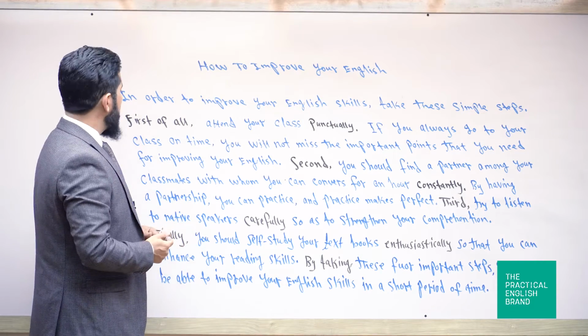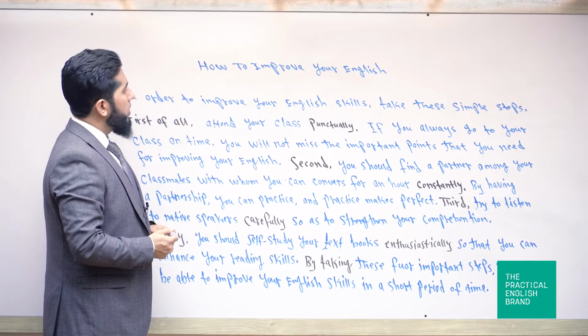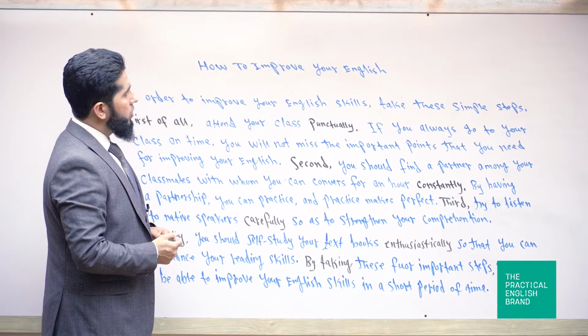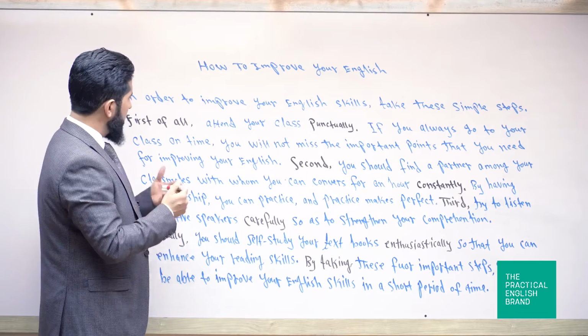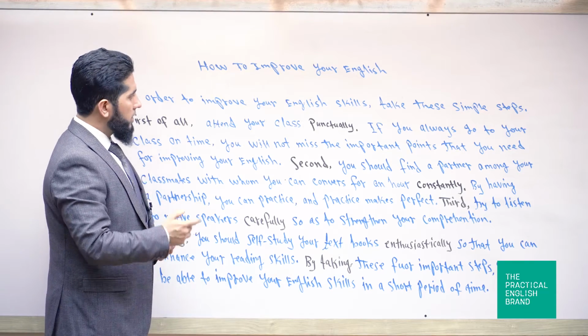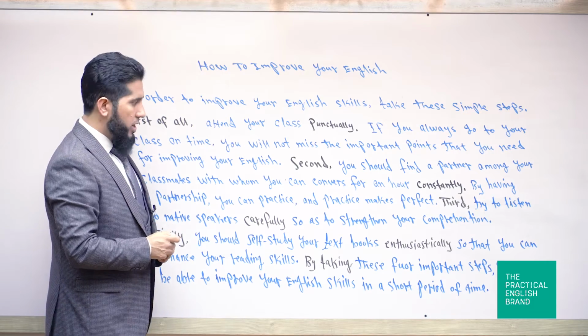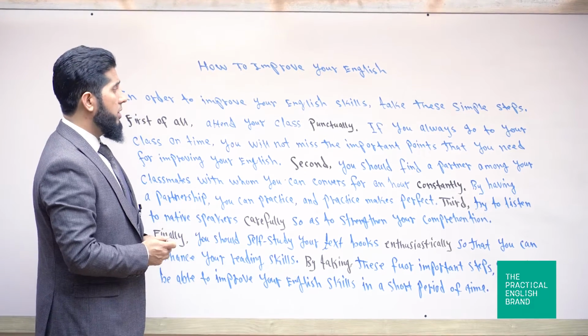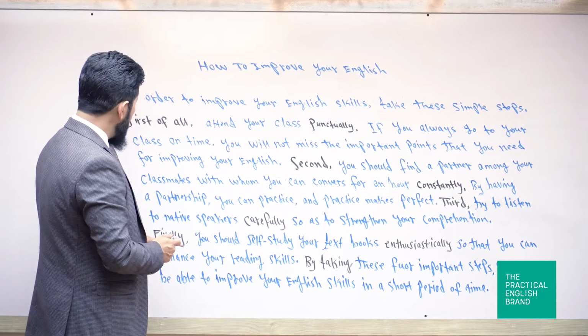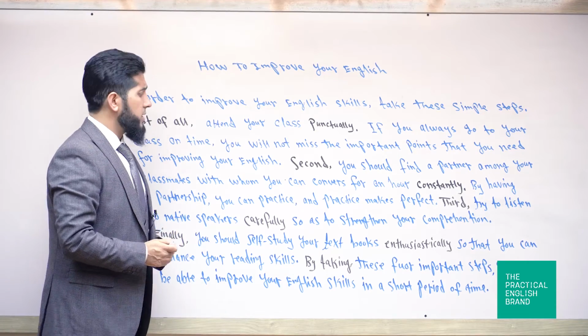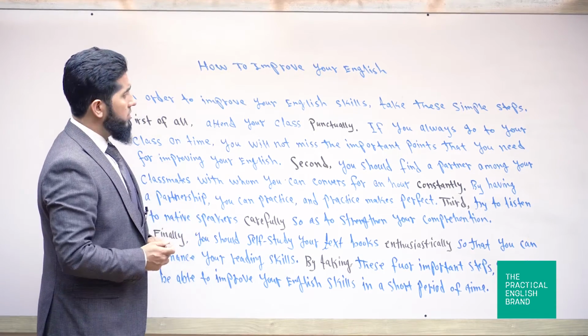If you always go to your class on time, you will not miss the important points that you need for improving your English. Second, you should find a partner among your classmates with whom you can converse for an hour constantly. By having a partnership, you can practice, and practice makes perfect.